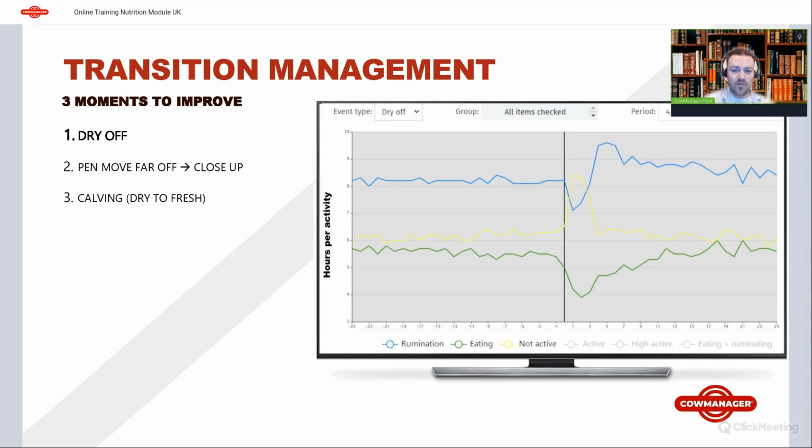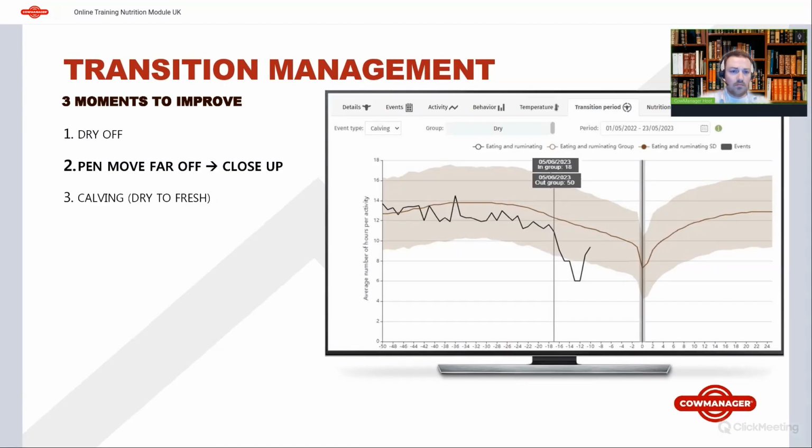So to summarize transition management, and to make the step right now from individual cow monitoring and treatment towards improving your herd management regarding transition: we've got 3 moments to really intervene and improve transition management, and it already starts around dry off. This is a graph which is something that you don't want to see on your farm. This vertical line is the moment of dry off. The second one is the pen move from far off to close up.